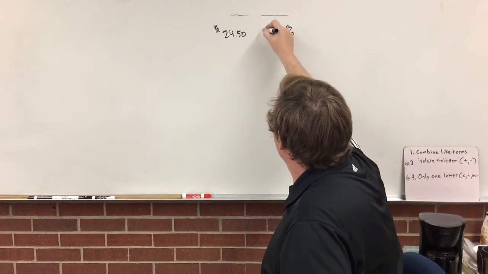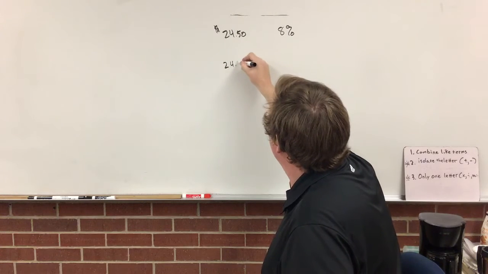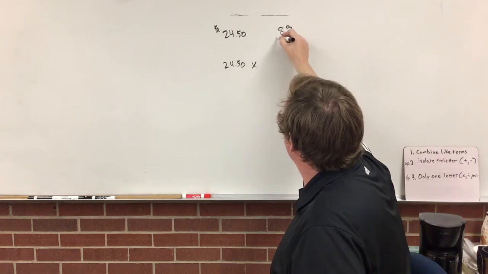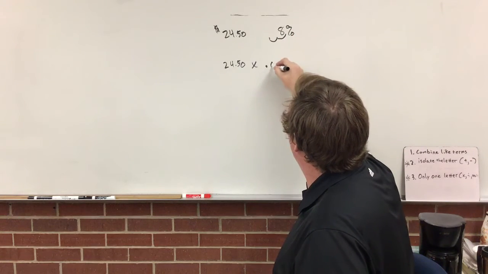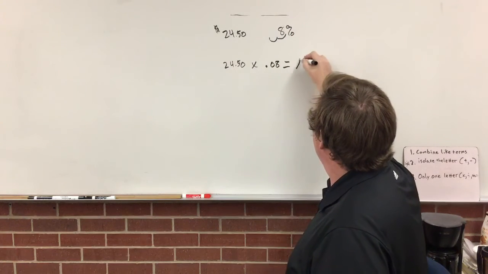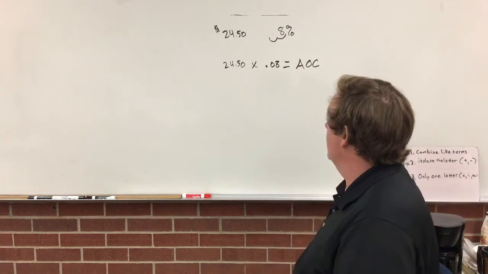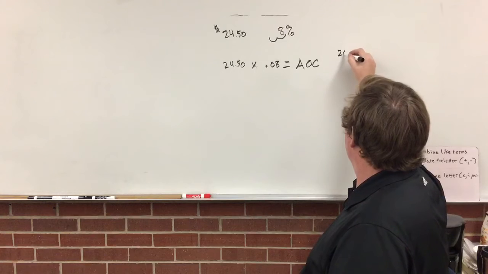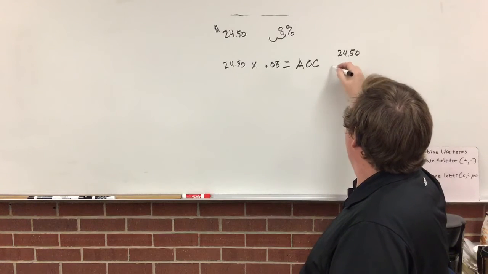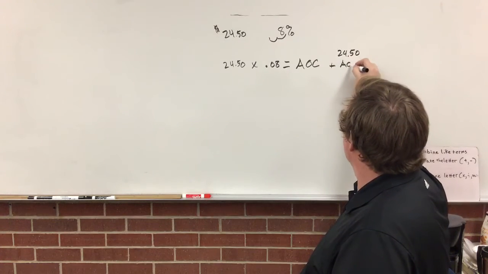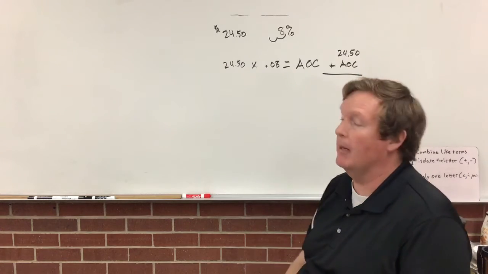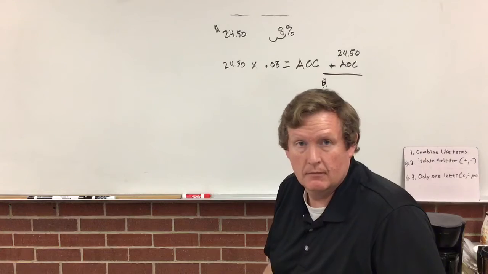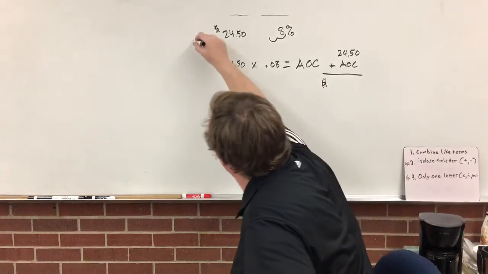So we're going to take $24.50 times, change my 8% to a decimal. Move the decimal 2 places over, so it's 0.08. That gives me the amount of change. Then I take the original price, $24.50, and add the amount of change this time because we're marking it up. And then we got the new price of the shoes. Okay? This one was number 5.